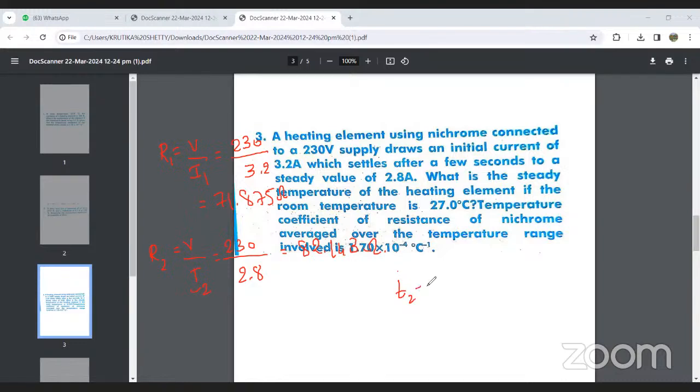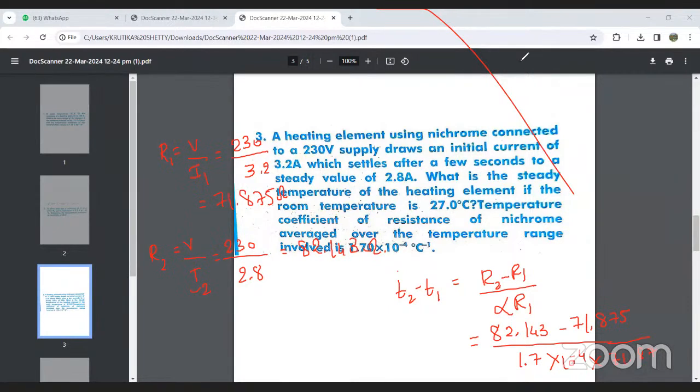So write T2 minus T1 is equal to R2 minus R1 divided by alpha into R1. Okay, we already have the R2 R1 values. 82.143 minus 71.875 divided by alpha, which is 1.7 into 10 raised to minus 4, into R1, 71.87. So subtract, divide, and to the answer you get, you have to add T1. Check, here you should get around 840. See what T2 minus T1 comes to. Do it, students.